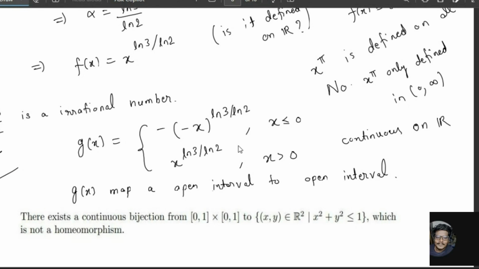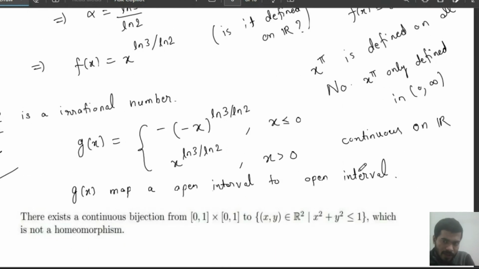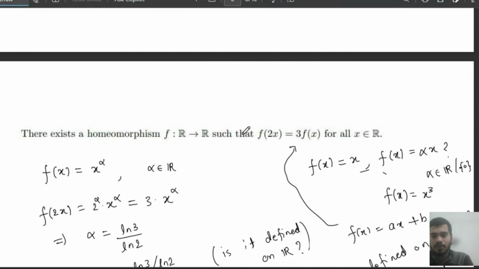Yes, sir. So g(x) will map open interval to open interval. You can verify. This is 1-1 and onto straight away. Continuity you can verify at 0, and otherwise it is already continuous, and hence it is a homeomorphism.